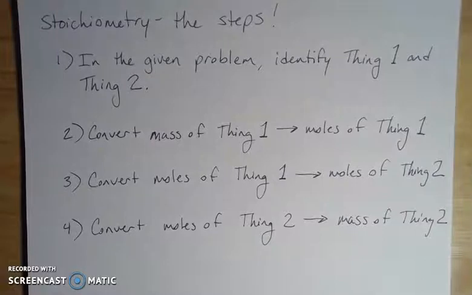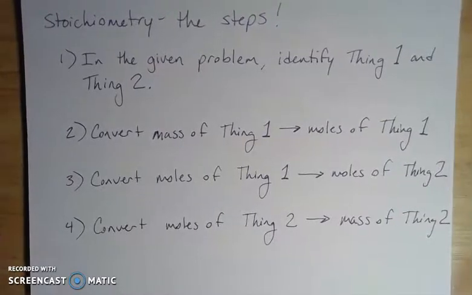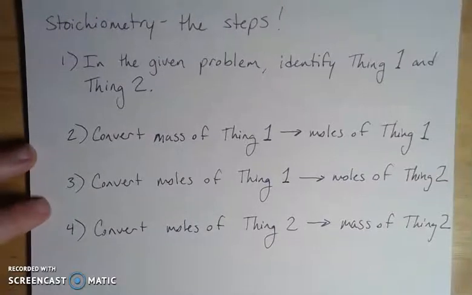Okay, so for our steps of stoichiometry in a given problem, you need to identify thing 1 and thing 2. Do you guys remember Dr. Seuss's Cat in the Hat? I like thinking about it as thing 1 and thing 2. It's a little bit Dr. Seussy in my head all of the time, but you could think about it as A and B if you prefer, or just 1 and 2. But I like thing 1 and thing 2 because I like the visual.